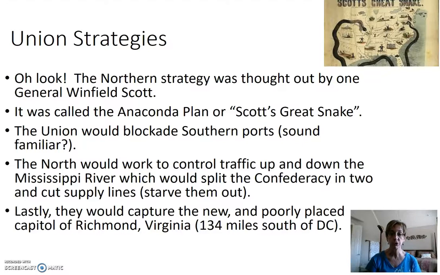Now, Scott's Anaconda Plan should sound familiar because it is almost exactly the same plan that the British had during the Revolution. If you remember, the British plan was to control the ports, to control the Hudson River Valley, which would cut off the New England colonies from the rest of the colonies, and then to take control of the major cities. Okay, so Scott doesn't dream this up. It's just that his Anaconda Plan is going to be put in place on half of a continent rather than just a few colonies.